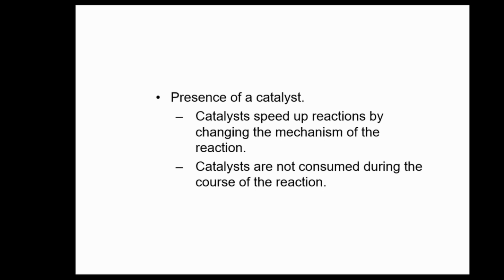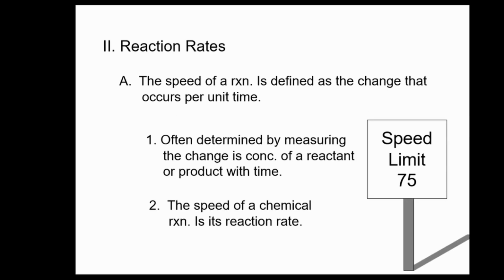So we mentioned kinetics has to do with the speed of a reaction. 75 what? Presumably miles per hour. So a reaction is no different, where we're going to have some change that occurs per time. And so we can measure concentration normally, and we can look at either a reactant disappearing or a product forming with time. We've set it up so it's independent of that. So the speed of a chemical reaction is its reaction rate.